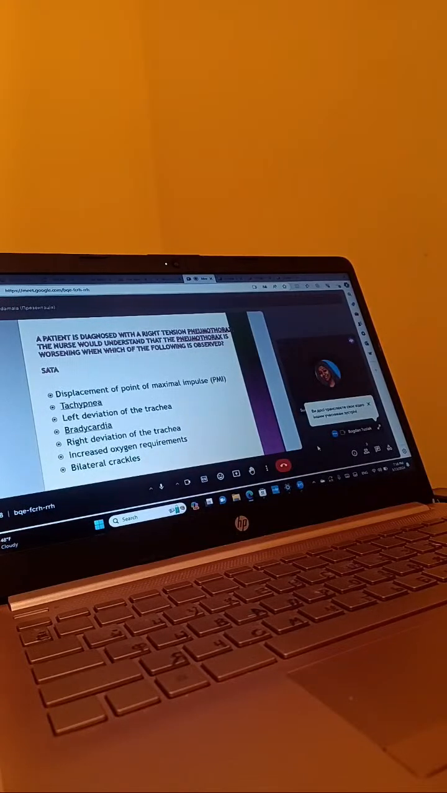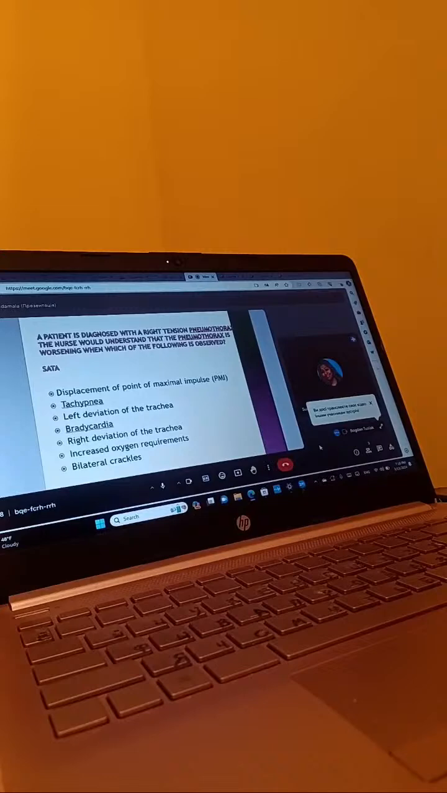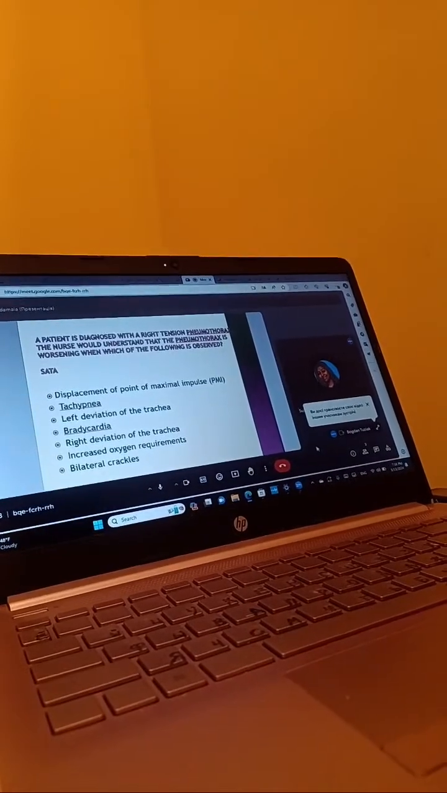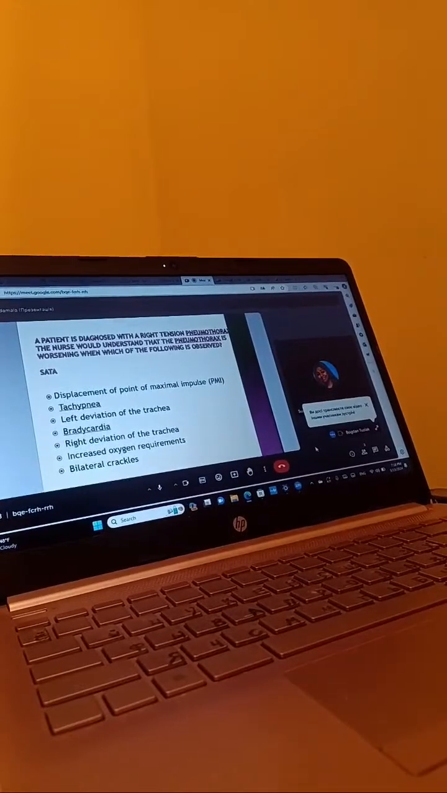That is only a temporary fix till you take the patient to the hospital. Once the patient reaches the hospital, we have to put the chest tube so that the lung can expand. Otherwise, they will die. Okay?